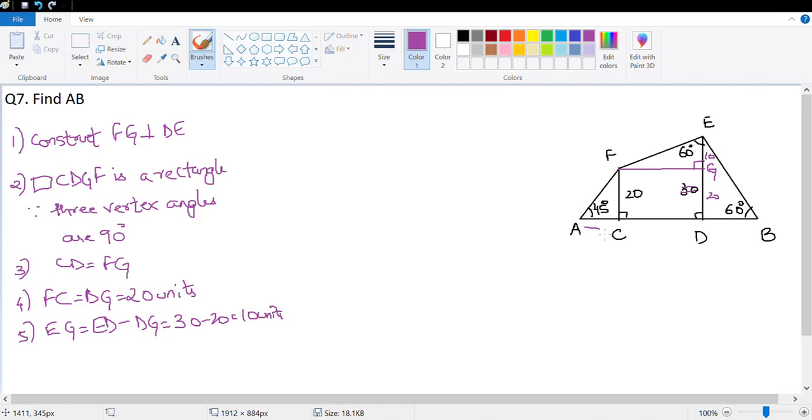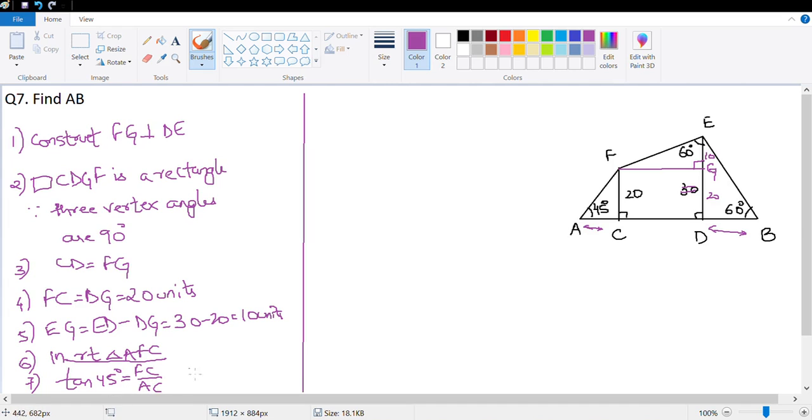So I need to calculate AC separately, I need to calculate BD separately, and I need to calculate CD separately. If I calculate these three elements, I should be able to calculate AB. So number 6, in right triangle AFC, what I have is tan, perpendicular upon base. So tan 45 degree is equal to FC upon AC. Tan 45 is 1, which means FC is equal to AC is equal to 20 units. So AC is 20 units.